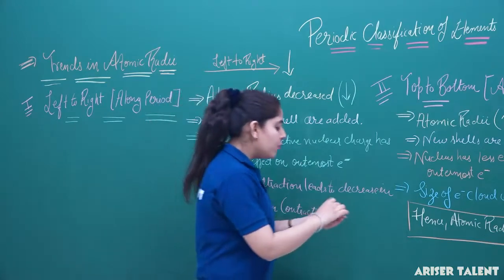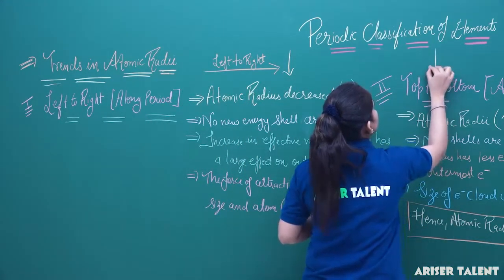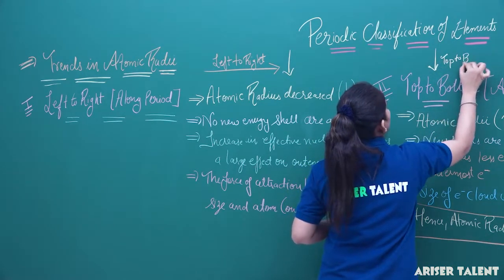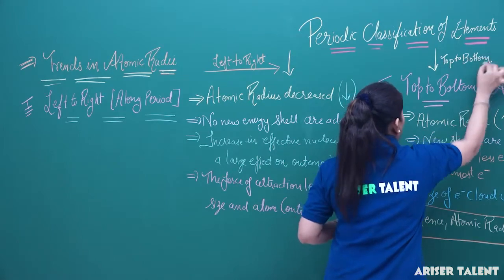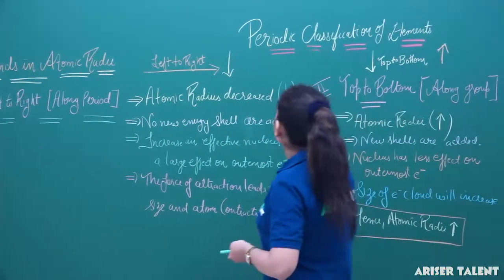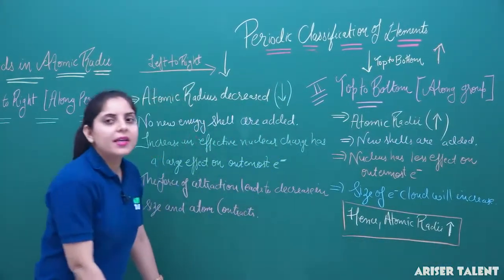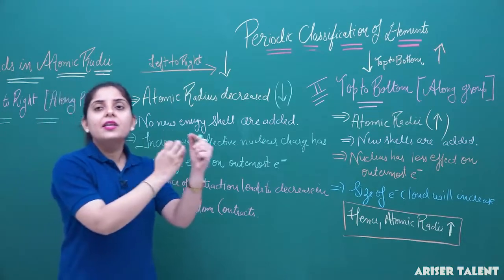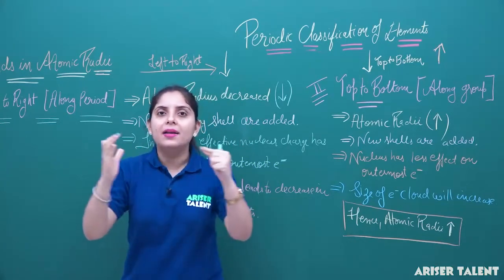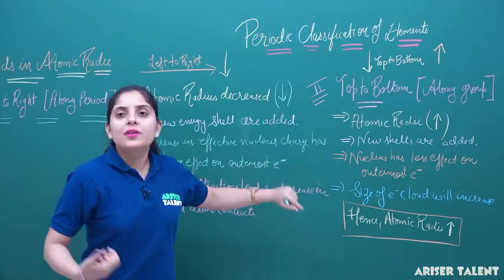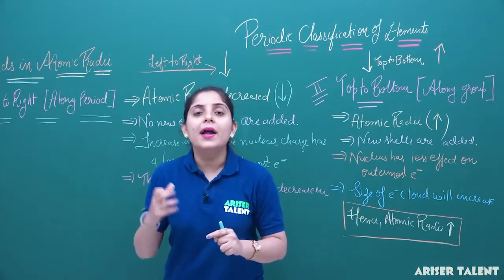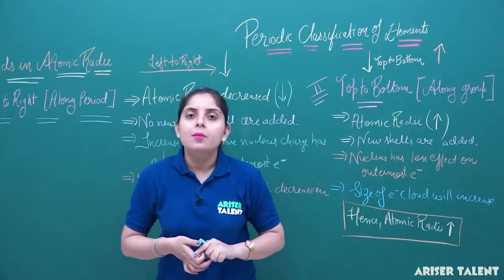But if we are moving from top to bottom, the atomic radii is increasing. Why is the atomic radii going to increase? Because new shells are added and the nucleus has less effect on the outermost electron, so it is able to expand its electron cloud, and consequently the atomic radius increases. So this is how the atomic radius shows the trend in the periodic table.